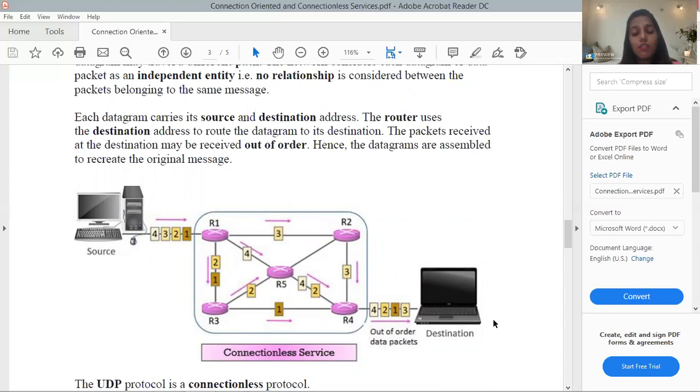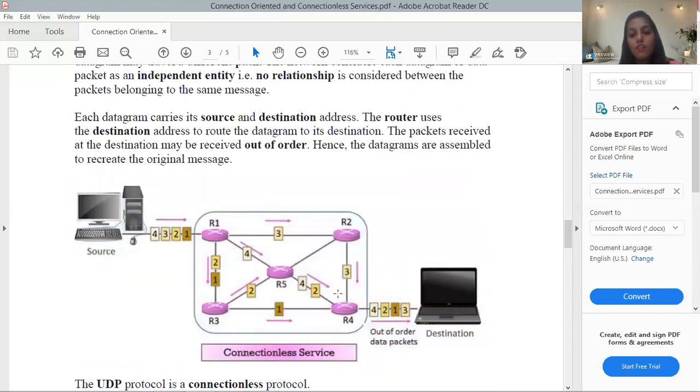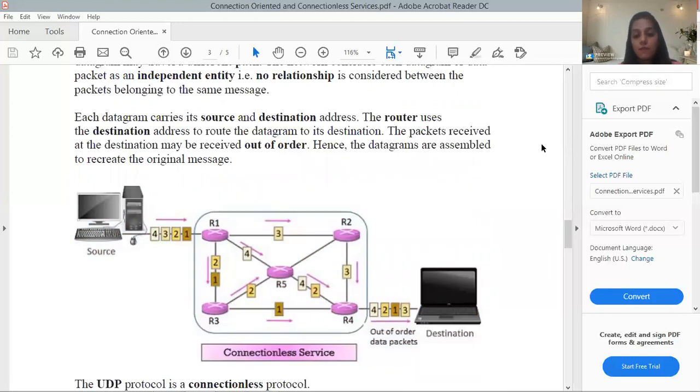So if 4 has the shortest path, then of course this data packet comes to the destination first. Then if 2 has the shortest or optimized path from source to destination, then 2 is here, then 1 is here, then 3 is here. But this data is out of order, meaning it creates error, right? So this is basically a connectionless service, and the destination may receive out of order data packets. So this is a drawback of connectionless services.